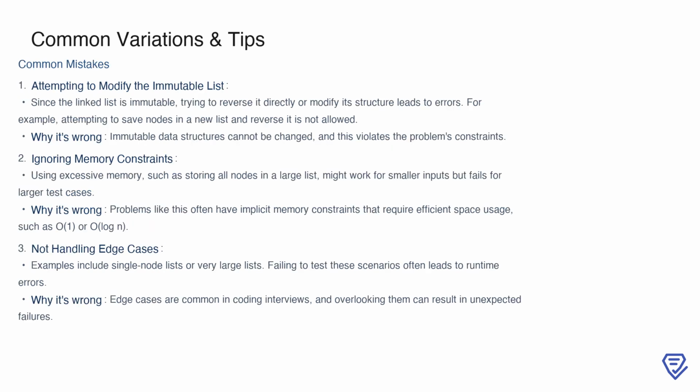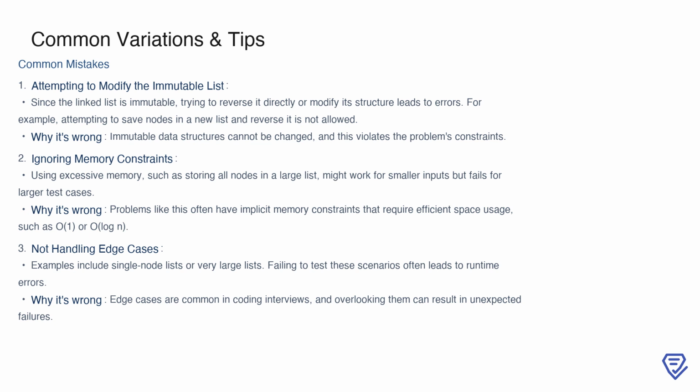When working with immutable linked lists, there are several common mistakes to watch out for. First, attempting to modify the structure of the list is a frequent error. For example, trying to reverse the list directly or save the nodes into a new list for manipulation violates the immutability constraints of the problem. Remember, immutable data structures cannot be changed, and any attempt to do so will lead to errors.